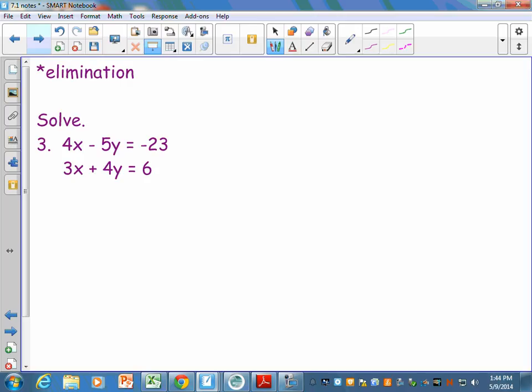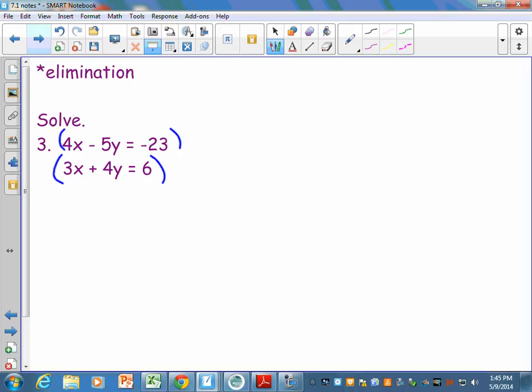We could make the x's the same. We could make the y's the same. We could make the x's so that we subtract. We could make them so that we add. It just depends on which way you want to do it. So let's make a decision. We want to make our x's the same or our y's the same? X's. If we're going to make our x's the same, the first number that 4 and 3 share is 12.